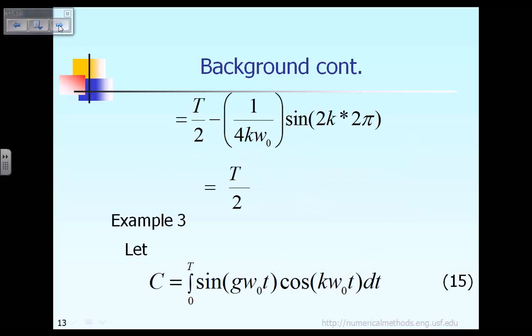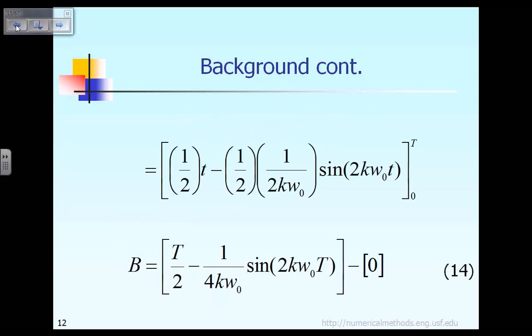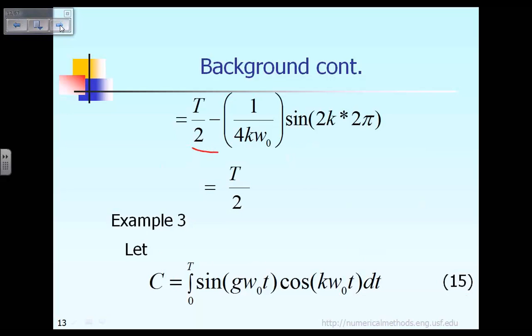Equation 14 on the previous slide can be simplified or rewritten as shown in the next slide. Notice that the second term, regardless of the integer k, whether 1 or 2 or 3, any integer value of k, makes the sine term of 2k times 2 pi always turn out to be 0. Therefore, the value of B is simply equal to T over 2.